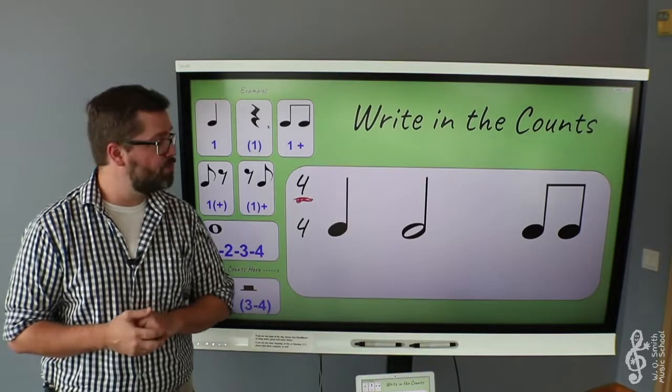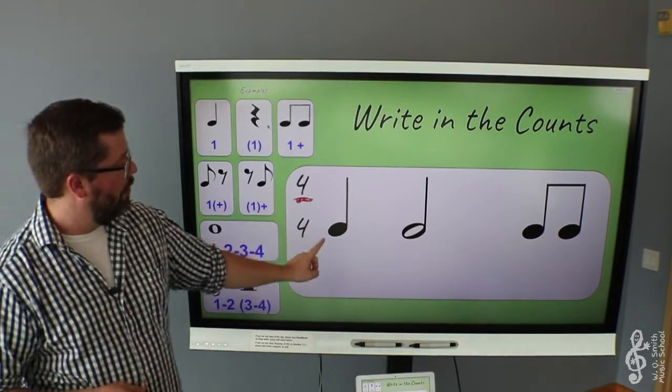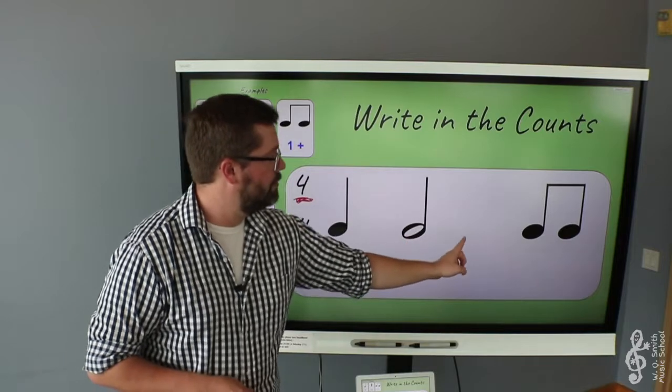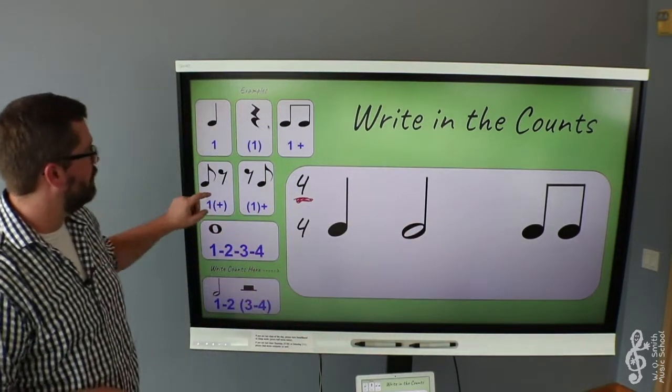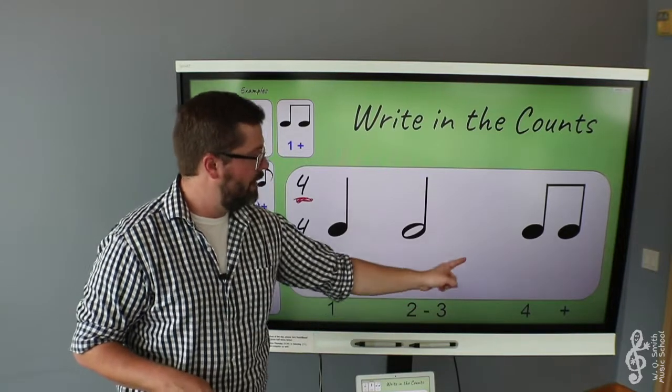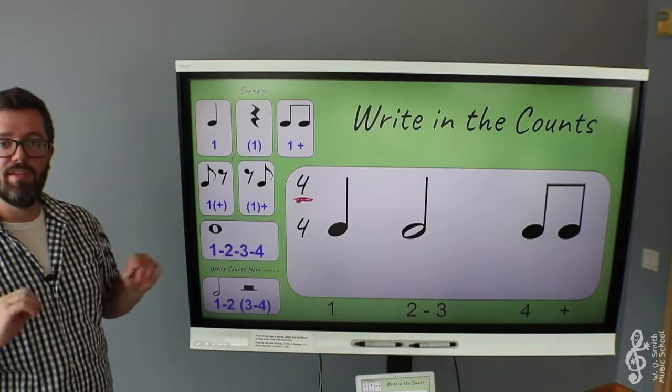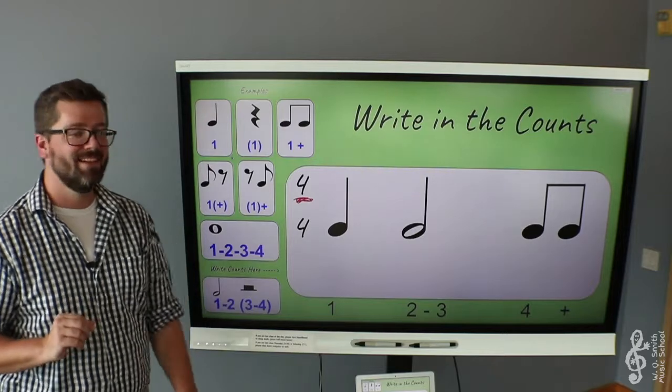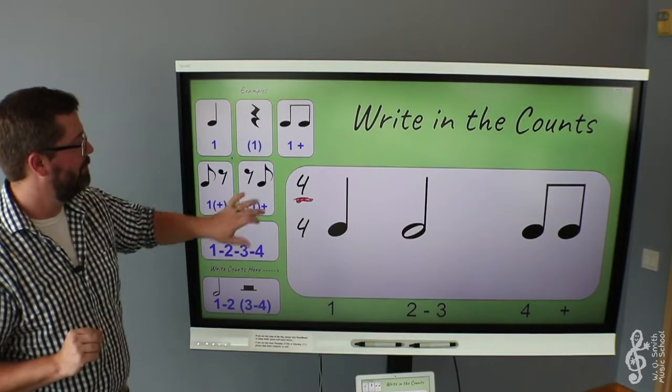Okay, let's look at this one together. We've got 1, 2, 3, 4, and let's look at what it looks like when it's written. 1, 2, 3, 4, and nothing in parentheses because we don't have any rests. Let's try another one.